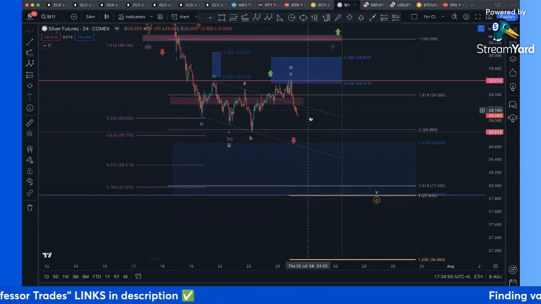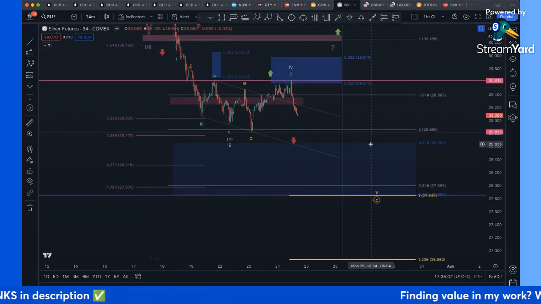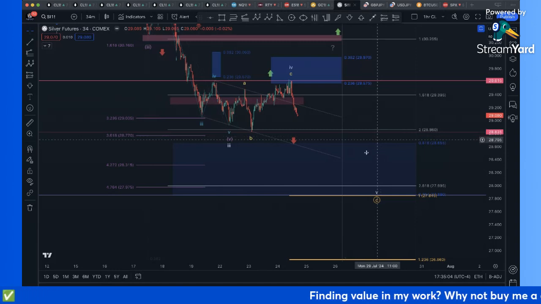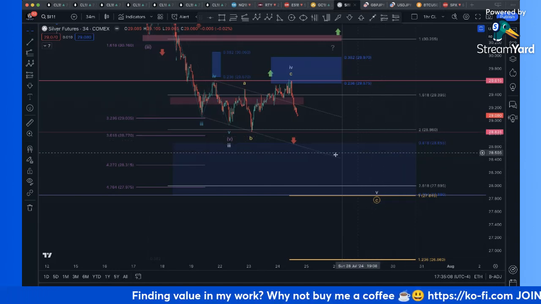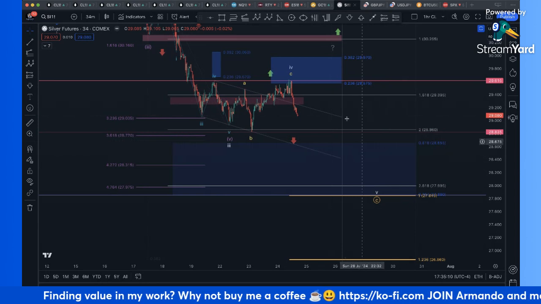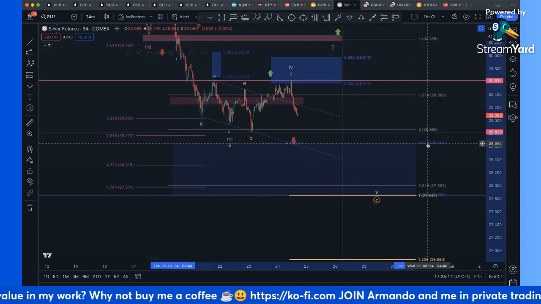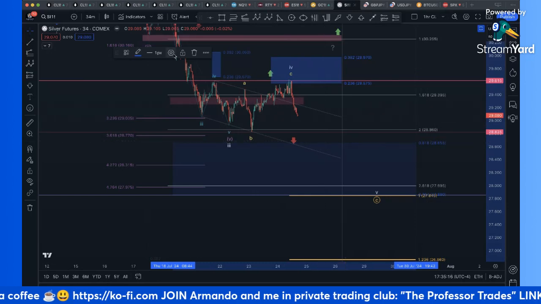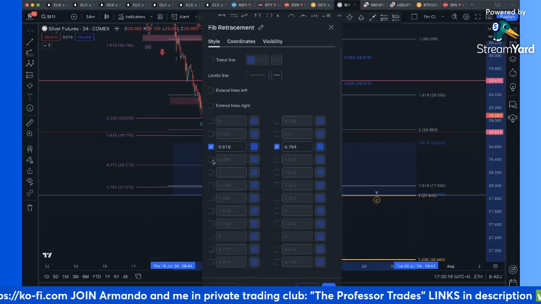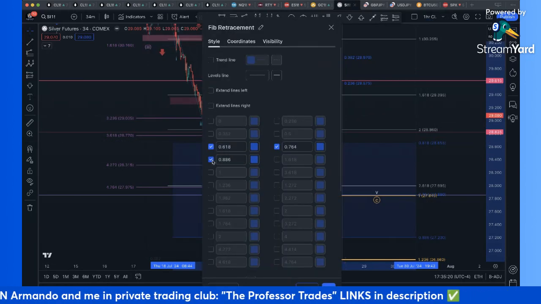So the parameters to the downside are first 28.82. Then once we get into this box, I think that's a reasonable, just call that a parameter in itself, is getting in this box below the 618. Okay, so that's the second parameter. Now those are very close together, but let me put the 886 on here a little further down.